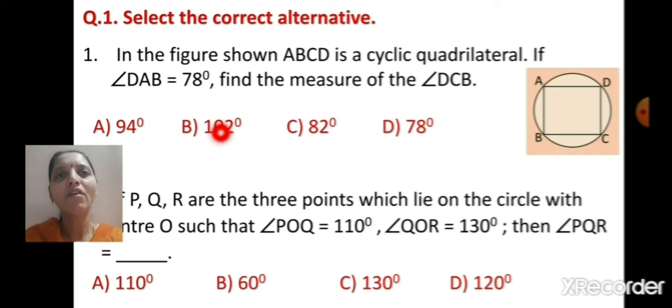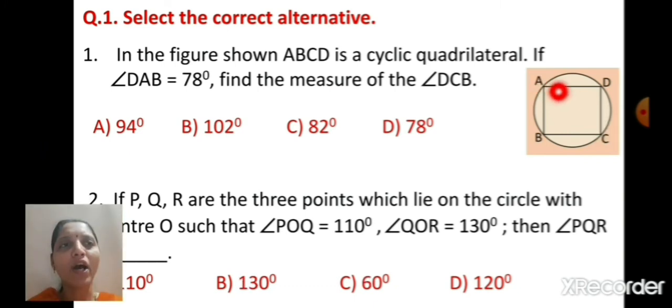MCQs. In the figure shown, ABCD is a cyclic quadrilateral. If angle BAD is equal to 78 degrees, find the measure of angle DCB. Now if you observe this figure, this is a cyclic quadrilateral, and we know that in a cyclic quadrilateral opposite angles are supplementary. So one angle is 78 degrees, then the other angle will be 180 degrees minus 78 degrees, that is equal to 102 degrees. So this is your answer.